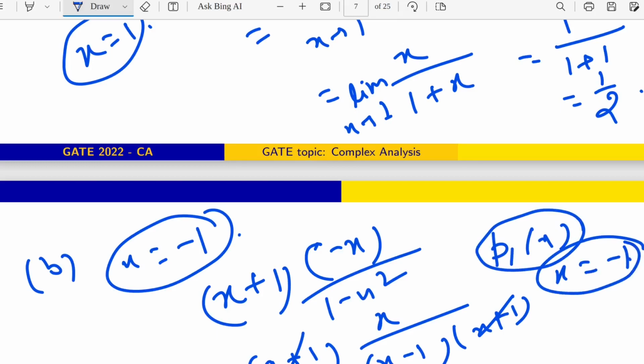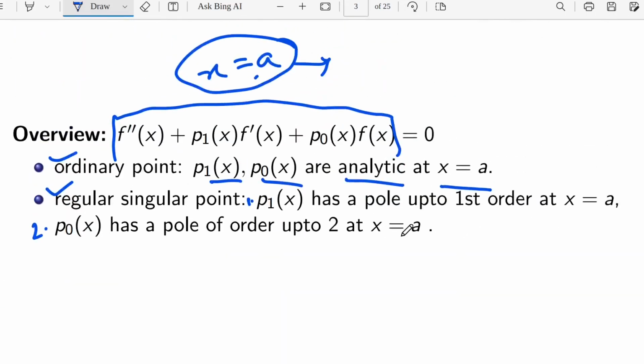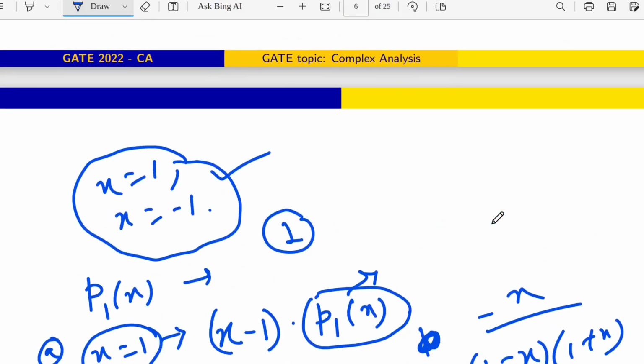So we can summarize that x equal to 1 and x equal to minus 1, these two points give P1x a pole up to first order. That means the first condition is satisfied for x equal to 1 as well as x equal to minus 1. Now coming to the second condition, where they are saying that P0x has a pole of order up to 2 at x equal to A.